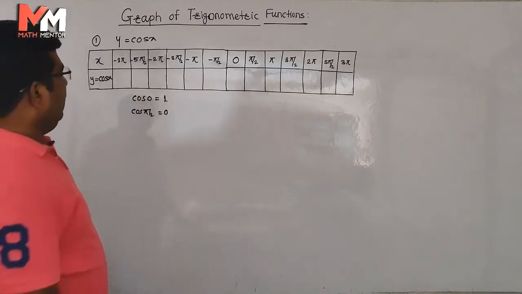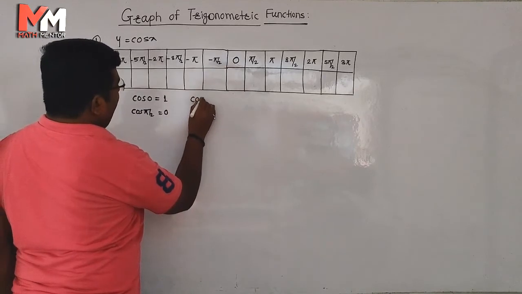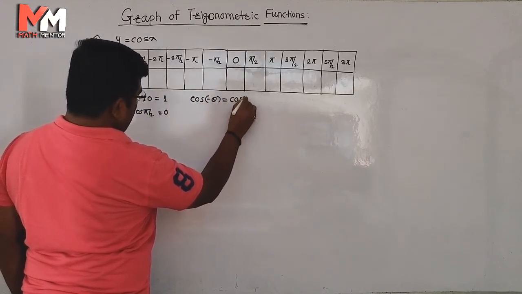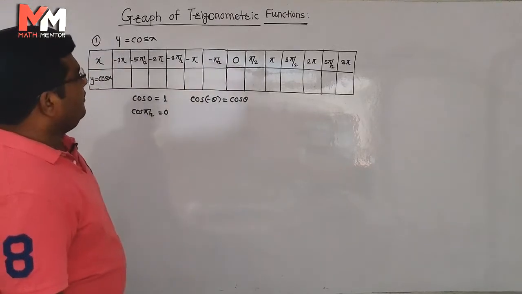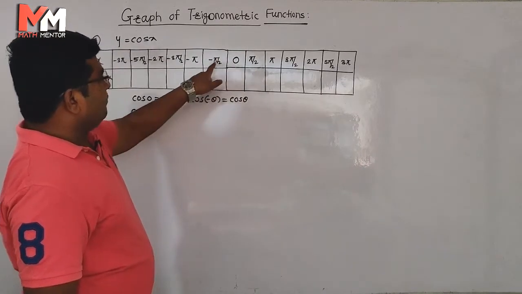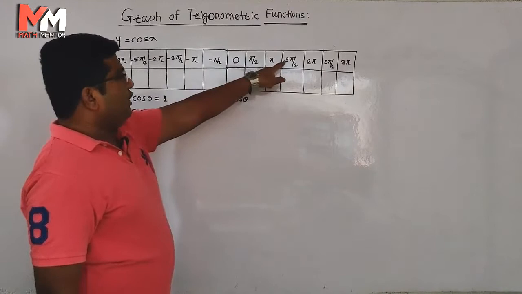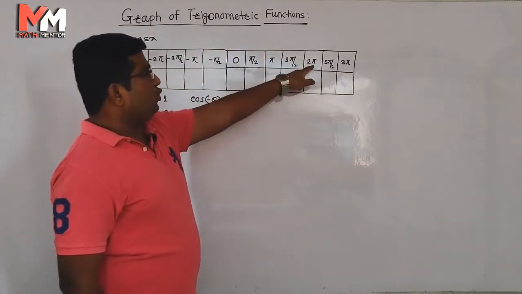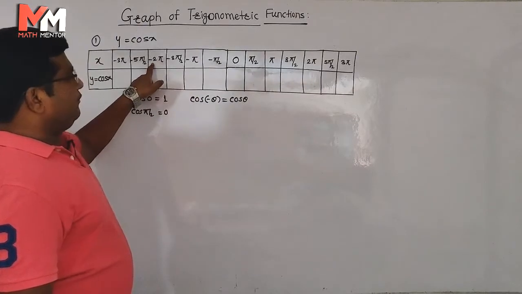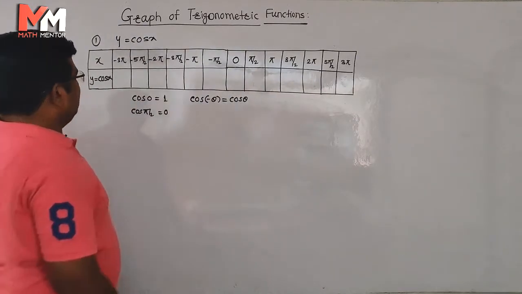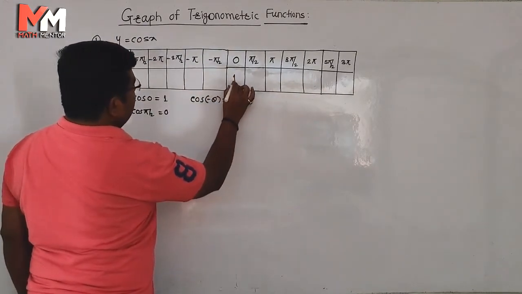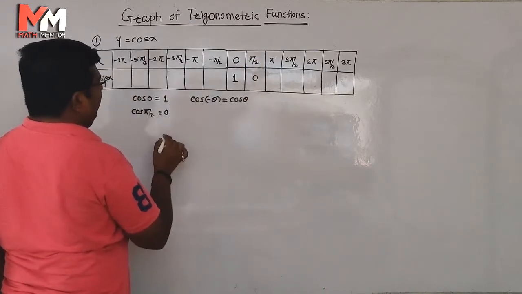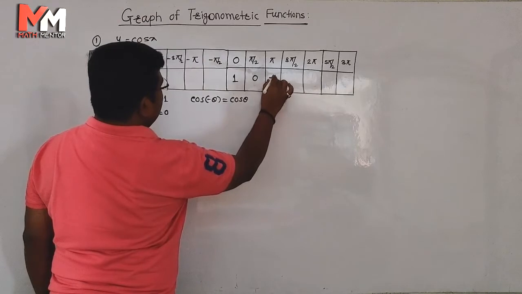what? 0. And one more formula, that is for a negative angle, cos of minus theta is cos theta. It means cos pi by 2 and cos minus pi by 2 are same. Cos 3 pi by 2 and cos of minus 3 pi by 2 is same. Cos 2 pi and cos minus 2 pi is same. So cos 0 is 1, here is 1. Cos pi by 2 is 0. Cos pi is minus 1.